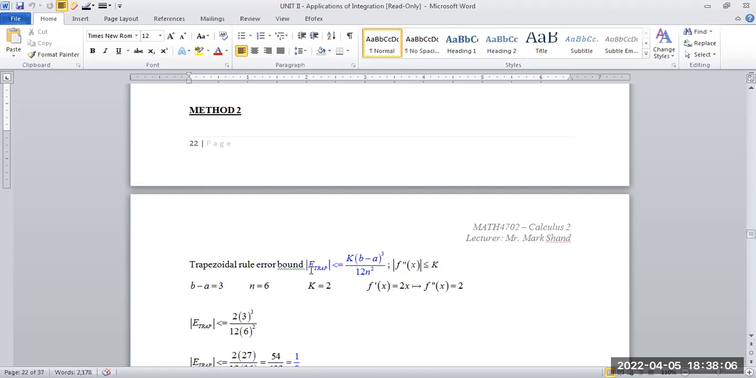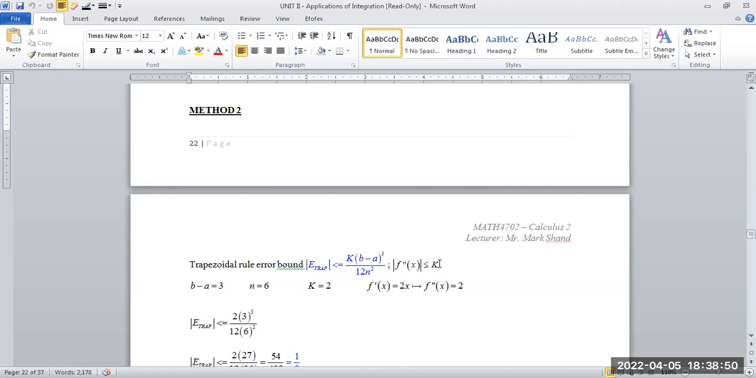So your error for the trapezoidal rule, the absolute value, is going to be less than k times (b minus a) cubed over 12n squared. Now, the second derivative of the function should be less than or equal to the value k. All right?